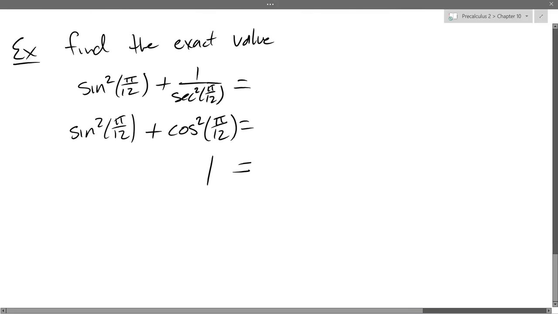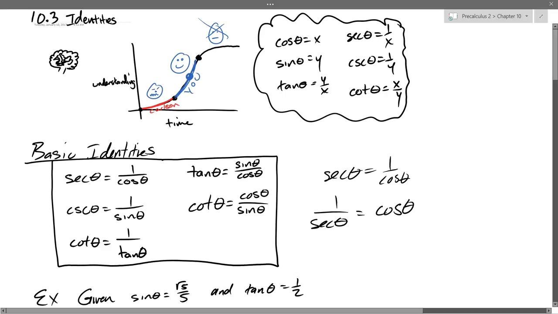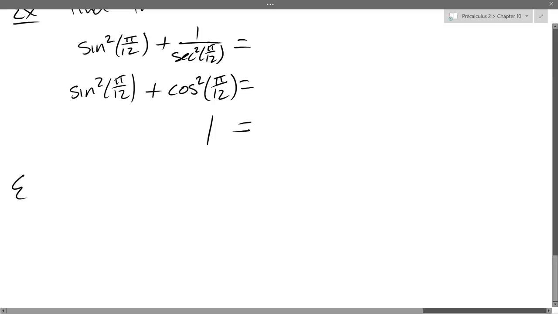So we did an exact value problem. Let's do an algebra problem here, and then we'll do some geometry next. Go back to our black marker. So we'll start out with: given sine theta is 1/3 and cosine theta is less than 0.